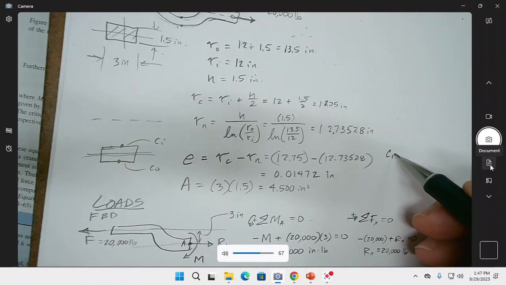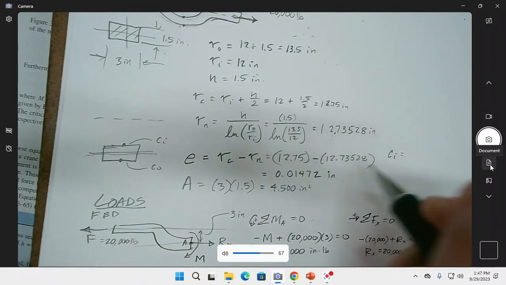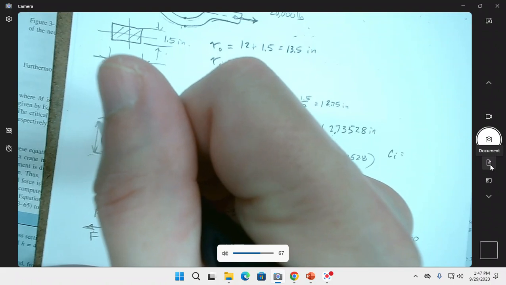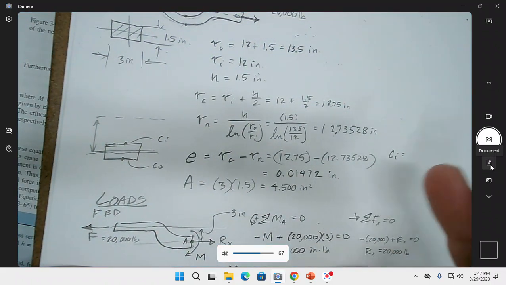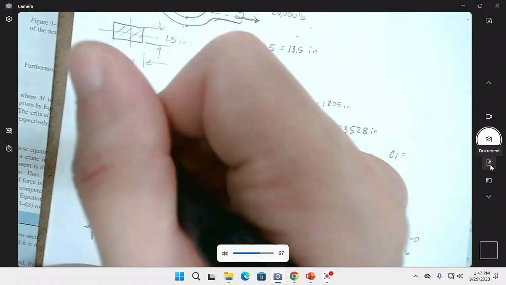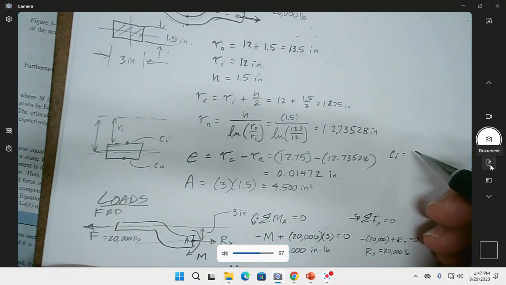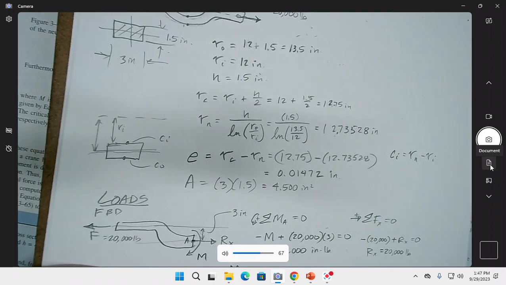CI is going to be our, let's see, and this right here, what do we call that sometimes? Just R? Okay, we want to go RI. Yeah, there you go. That's going to be our RN minus our RI. Did I get that right?